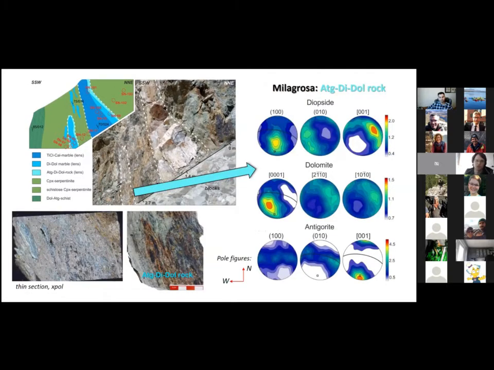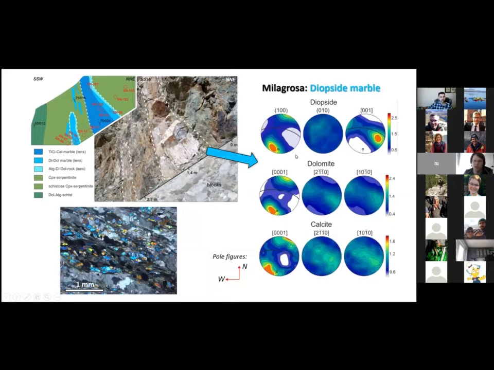What's more interesting is when we go towards the carbonate lenses, so with increasing carbonate content. Here we have some serpentinite lenses still preserved, but we have more carbonate. We see also crystallographic preferred orientation in diopside and dolomite, and roughly the C-axis of dolomite coincides with the pole to the foliation, and also the 100 axis of diopside coincides with this orientation. And this fabric becomes stronger in the carbonate-rich rocks. Here we see the same crystallographic orientation also for calcite.